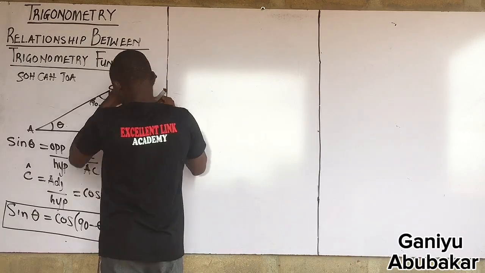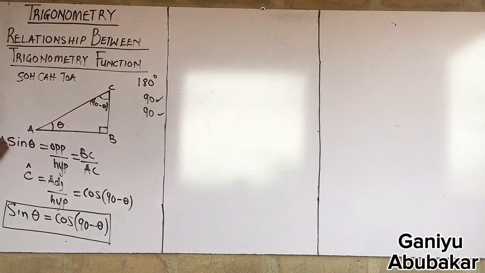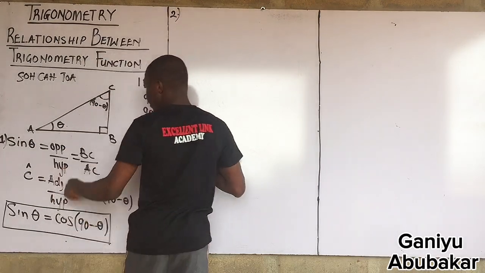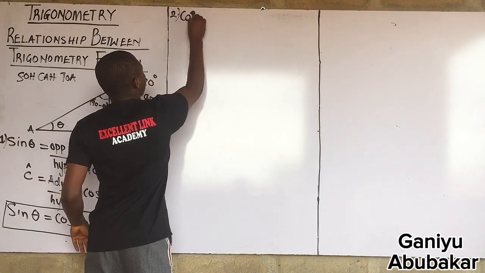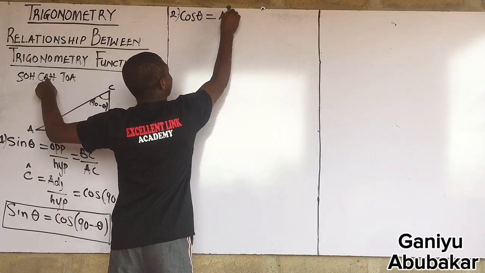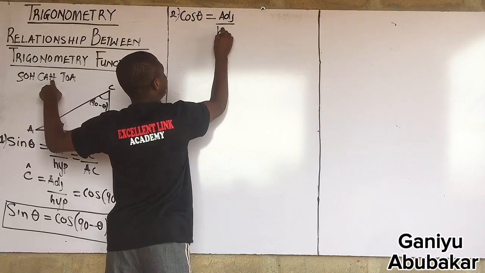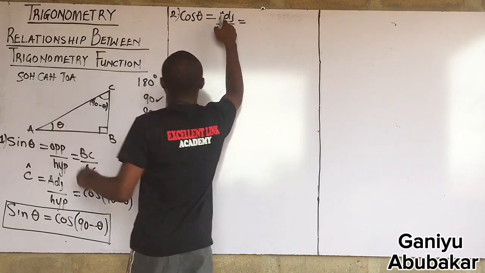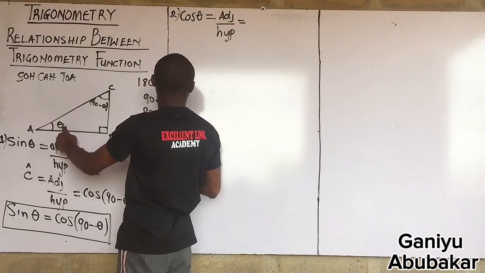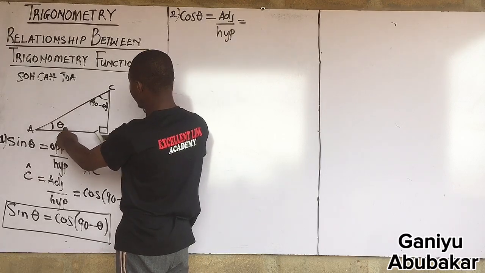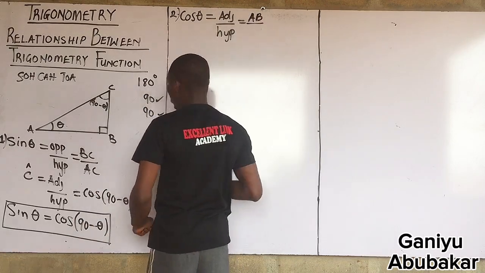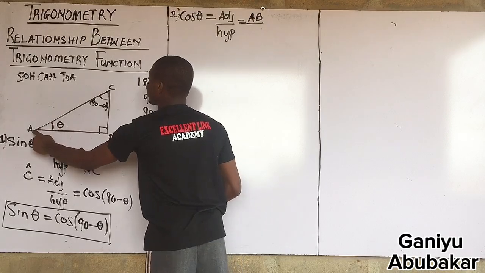This is the first one here. Let's consider number 2. Number 2, this is sine here. Let's consider cos theta. Cos theta is equal to, what do we know? Adjacent all over hypotenuse. What's my adjacent, if I'm considering angle theta? AB is my adjacent. So I have AB as my adjacent all over hypotenuse, which is always constant. That's AC.